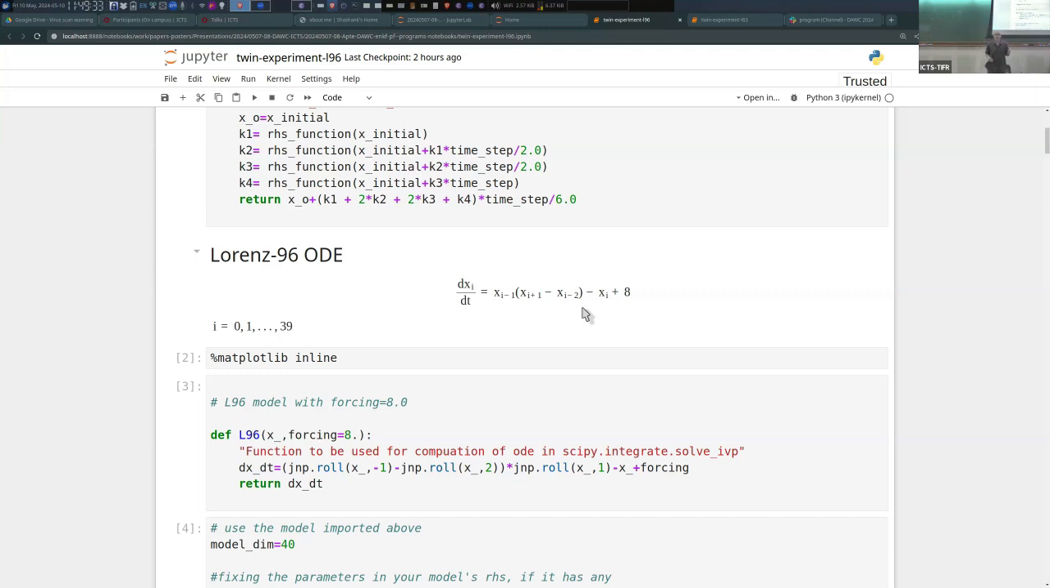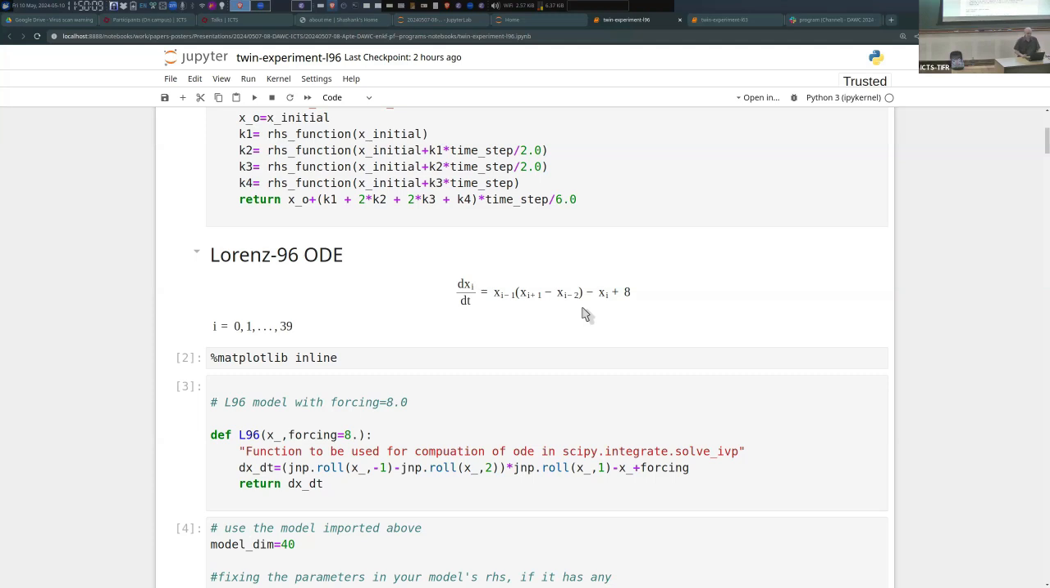i is an index that's mod 40. So if i equals 0, then i minus 1 is 39. If i equals 0, i minus 2 is 38. So think of these as being on a circle: x0, x1, x39, and then plus 1, plus 2, minus 1, minus 2, and so on and so forth. So that's how you can think of those variables. Just an equation with 40 dimensions.